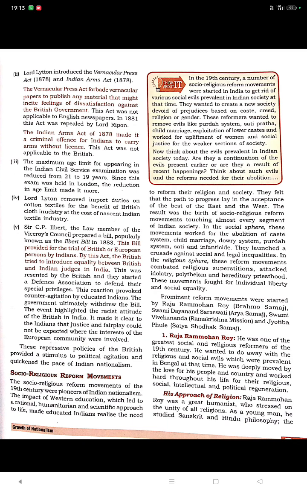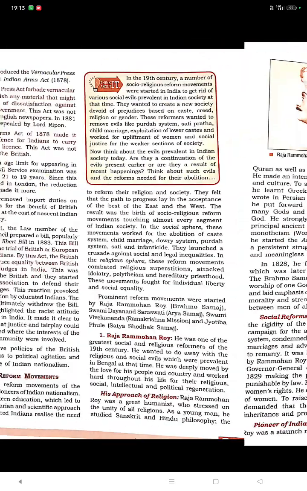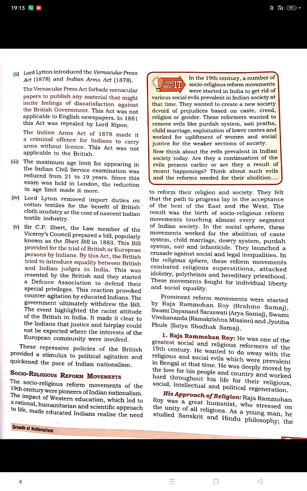Socio-religious reform movements. Okay, let's see. The first one is Raja Ram Mohan Rai. Here the photo was given. He was one of the greatest social and religious reformers of the 19th century. He belongs to the 19th century. He was a great social and religious reformer.